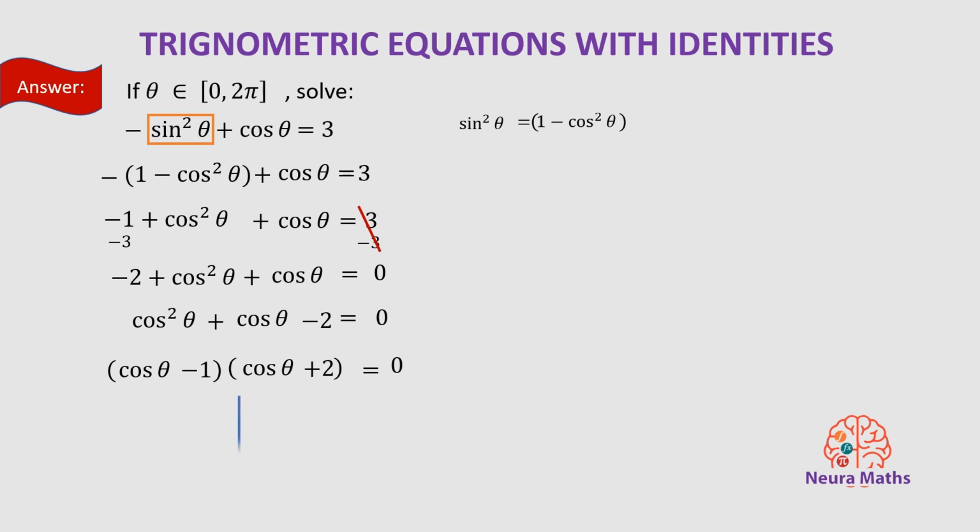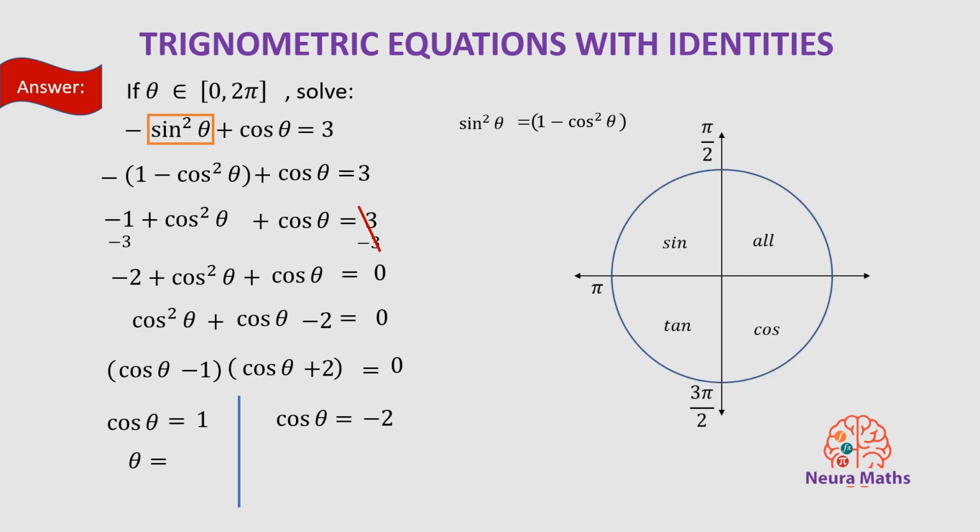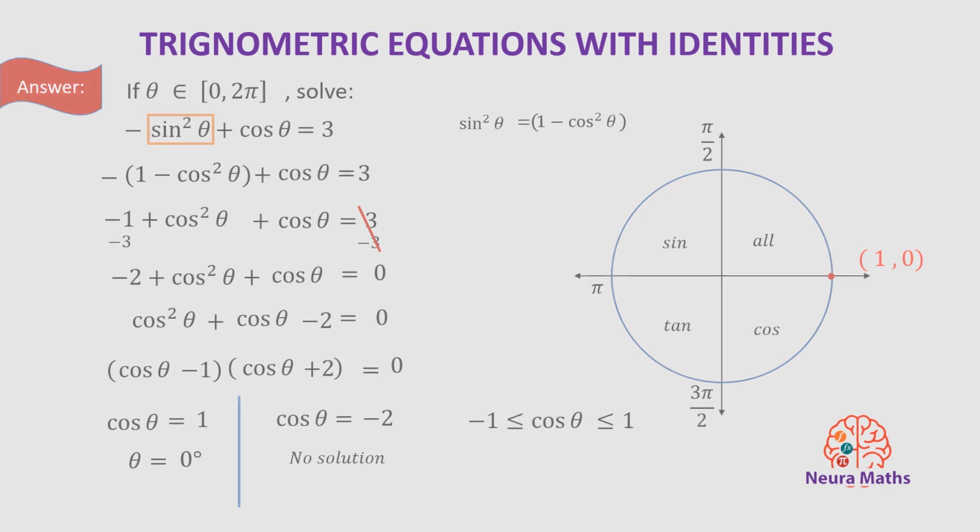Setting each factor equal to 0, we get cosine theta is equal to +1 or cosine theta is equal to -2. What angle has a cosine of 1? The angle whose cosine is 1 must be quadrantal, which is 0. What angle has a cosine of -2? There is no angle whose cosine is -2, as the cosine of any angle ranges from -1 up to +1, so there is no solution for this part.